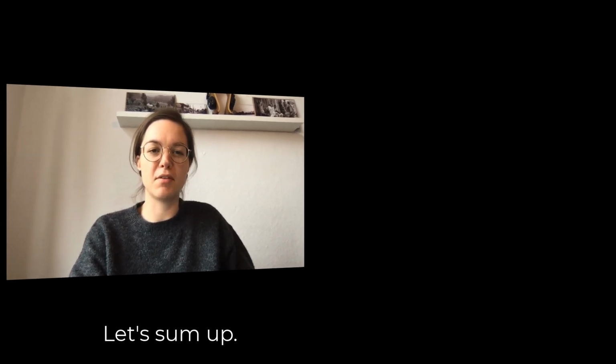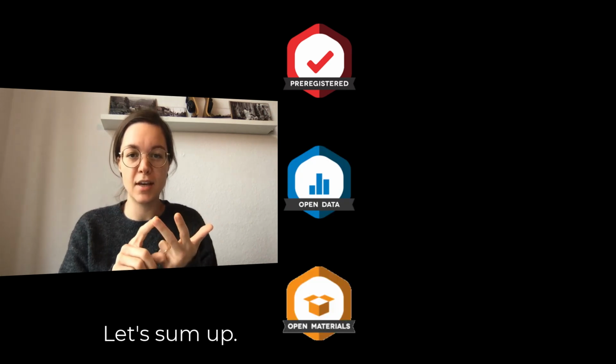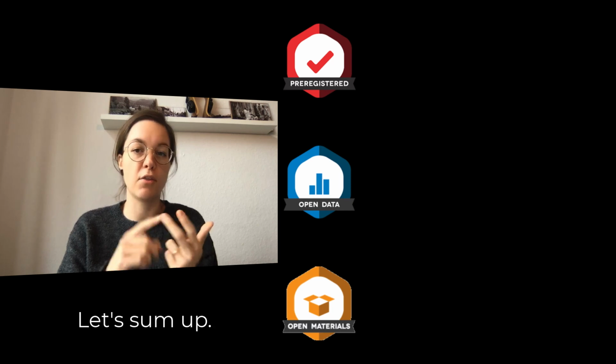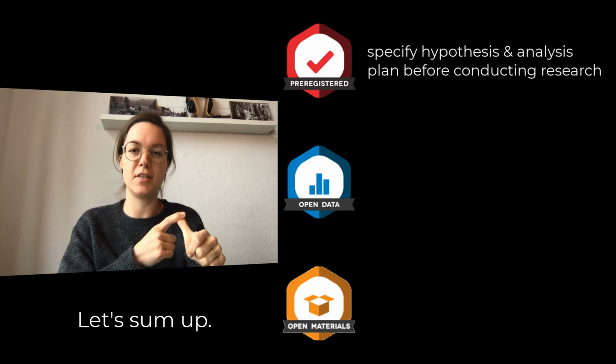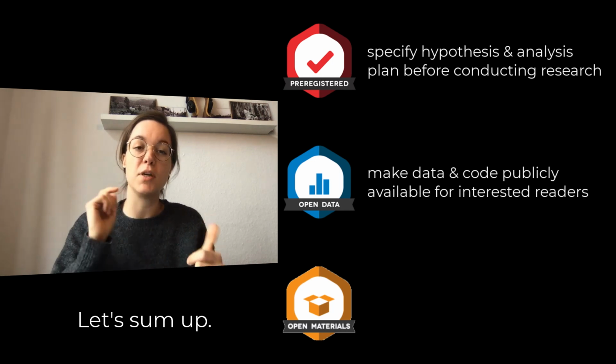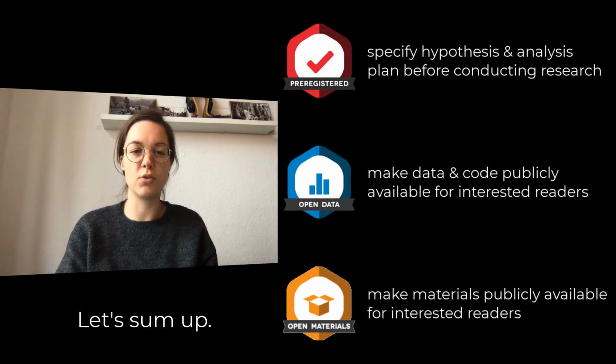So let's shortly sum up what we did in this clip. We talked about the 3 badges: pre-registered, open data, and open materials. These 3 badges highlight 3 core principles of open science, that is to pre-register specific hypotheses and an analysis plan, and to make your data and also your materials publicly available. And a growing number of journals use these badges to encourage researchers to follow these open science practices, and the general aim is to establish those practices in the research field and in the research community.